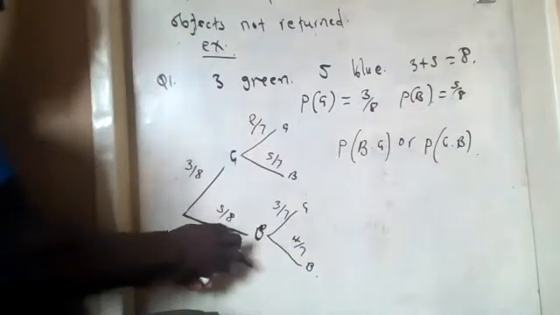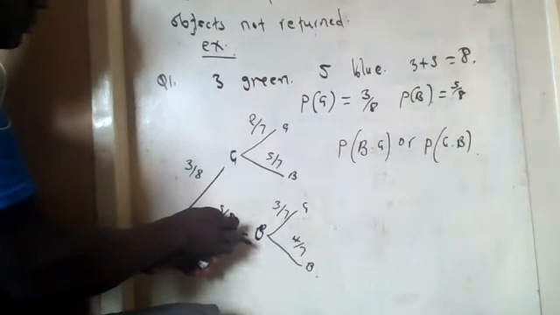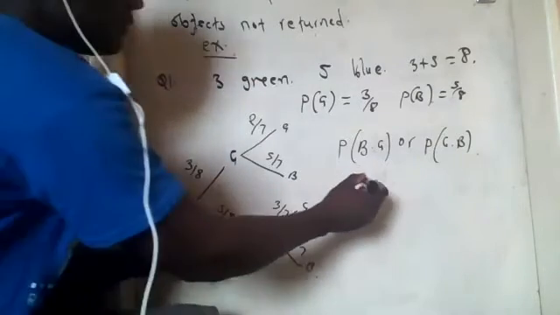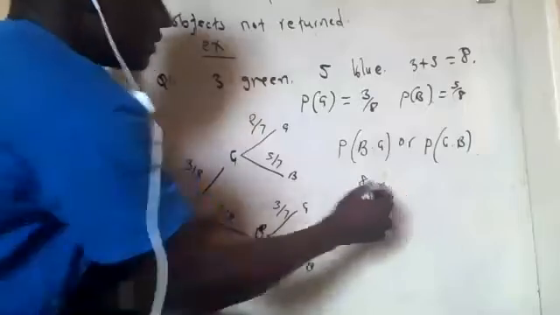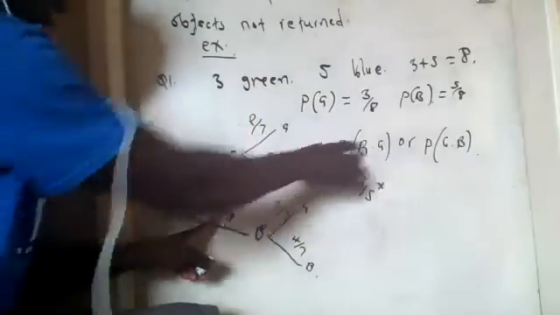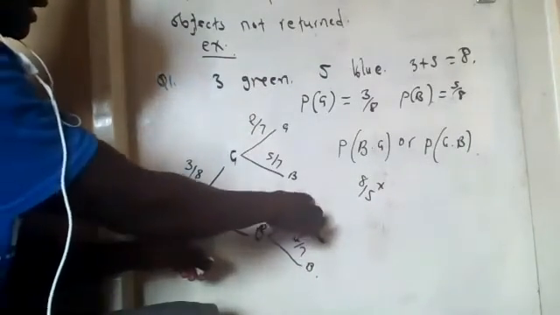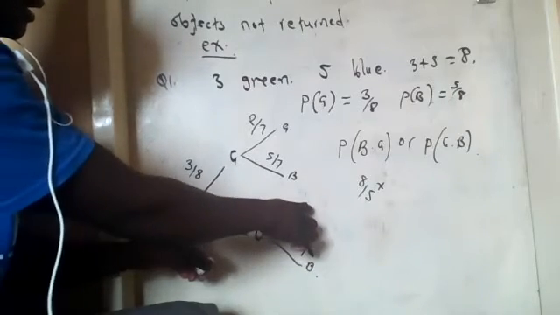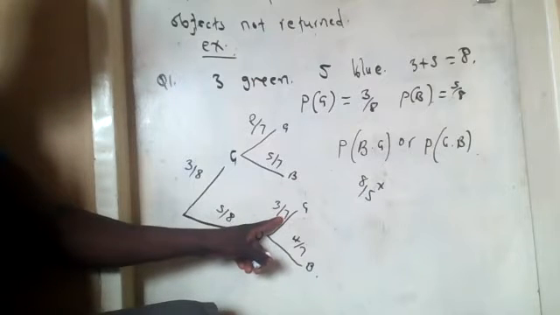The first branch is blue. So what is the blue here? The blue here is 5/8. So 5/8 times blue then green, 2/7. Or green, 3/7.